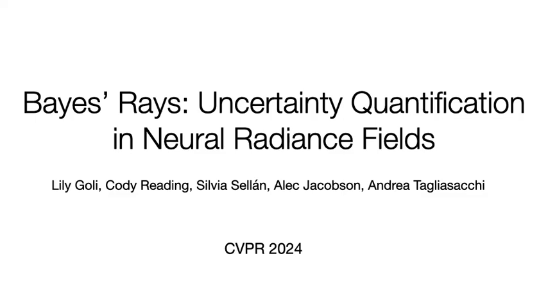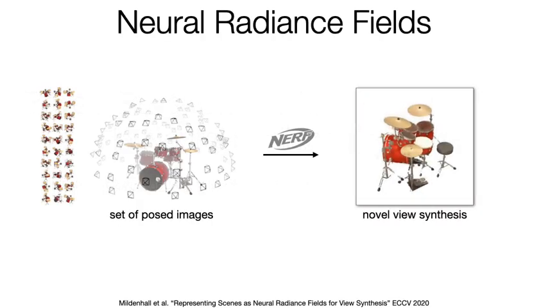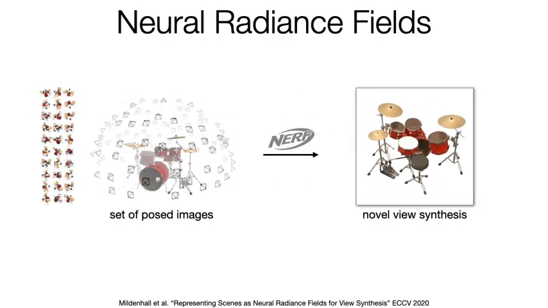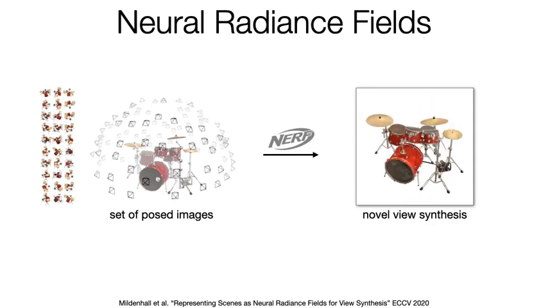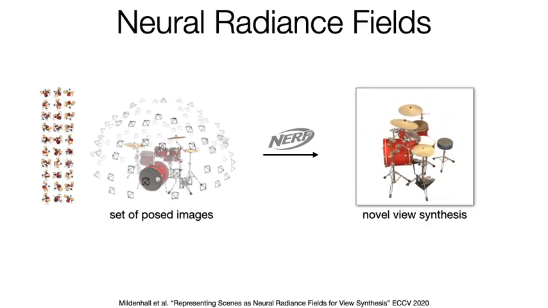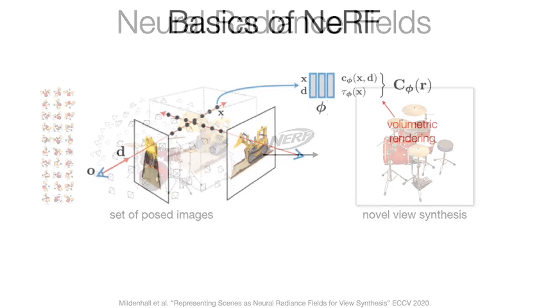Hi, I'm Lily, and I am pleased to present to you BayesRays, a method for uncertainty quantification in neural radiance fields. Neural radiance fields, or NeRFs, are 3D representations that take as input a set of posed images and learn a 3D field that can be rendered from novel views.